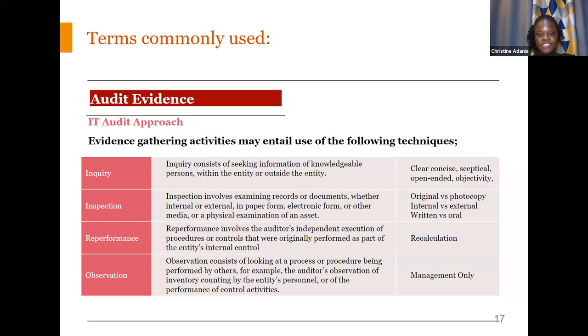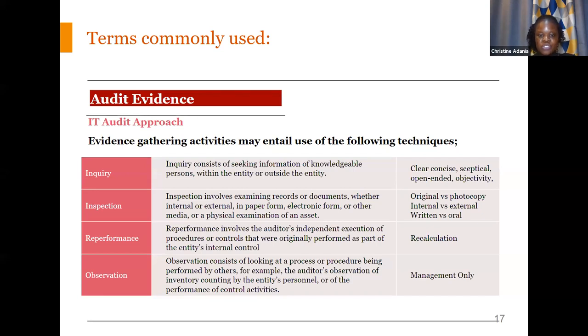You have inspection. This is just physical examination of records or documents, whether internal or coming from outside, whether they're in paper form or electronic form, whether it's a physical examination of an asset or media. So when you're examining evidence using inspection, you have to keep certain things in mind, things like the quality of the evidence that you're examining, which we'll attack later. But for example, if they present you with a photocopy of the evidence versus the original, of course you have to choose the original. Typically, written evidence is more reliable than oral evidence. And evidence that is coming from a third party may be more reliable than evidence that is coming from the auditee, the person being audited.